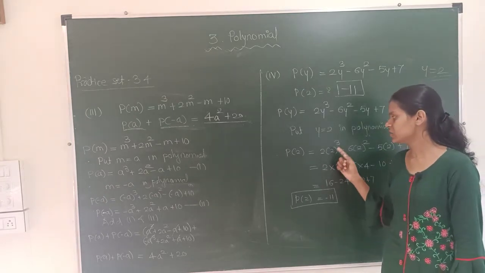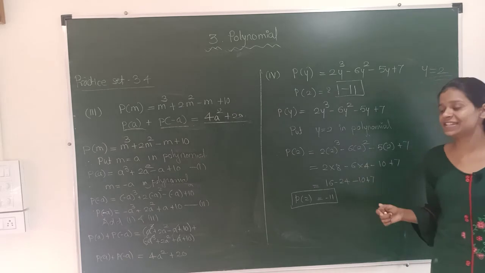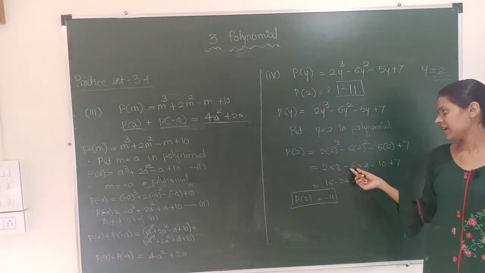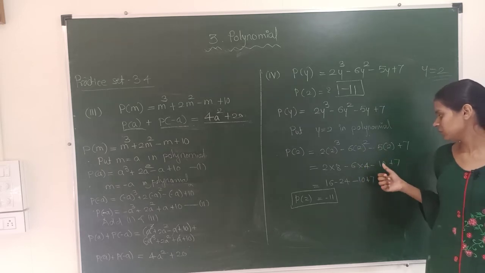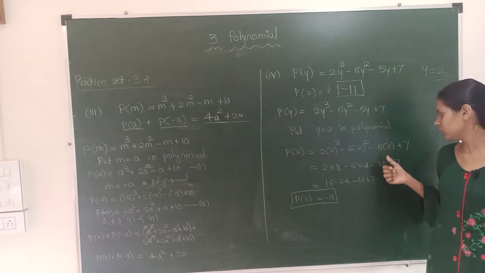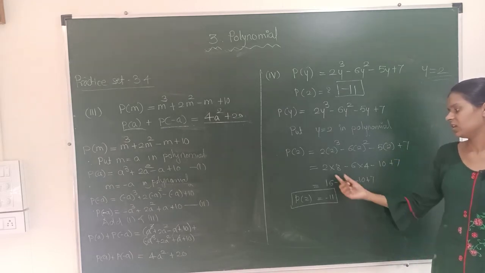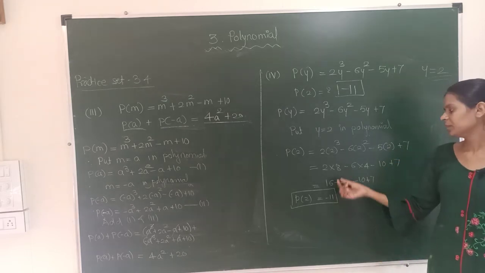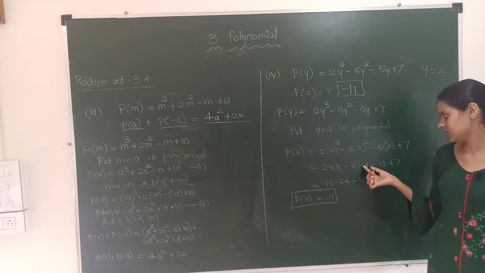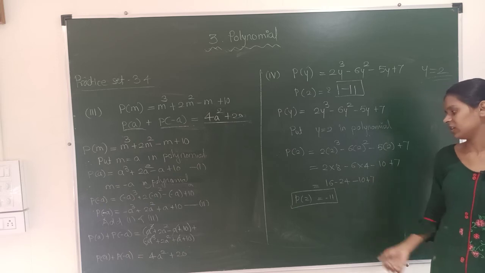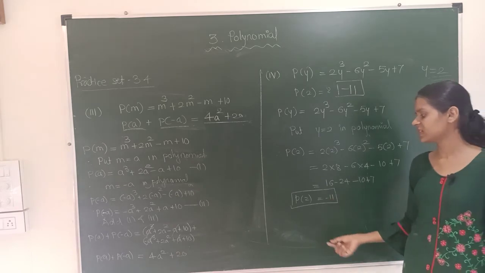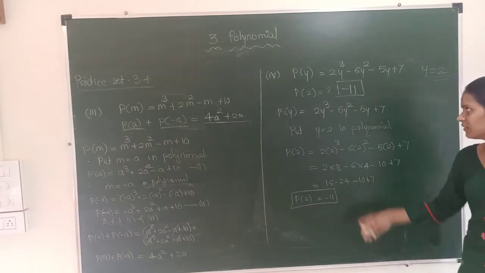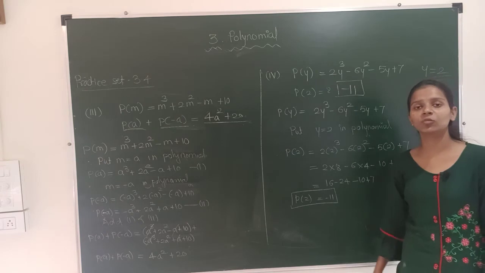So 2 as it is, 2 raised to power 3 or cube of 2 is 8. So 2 into 8, this minus 6 as it is, square of 2 or 2 raised to 2 is 4. 5 into 2 with the minus sign as it is, is minus 10, and plus 7. Now we will multiply this. This is so simple. 2 into 8 is 16. Minus 6 into 4 is minus 24. Minus 10 as it is, and plus 7. Now 16 minus 24 minus 10 plus 7, so the answer is minus 11. So p(2) is minus 11.